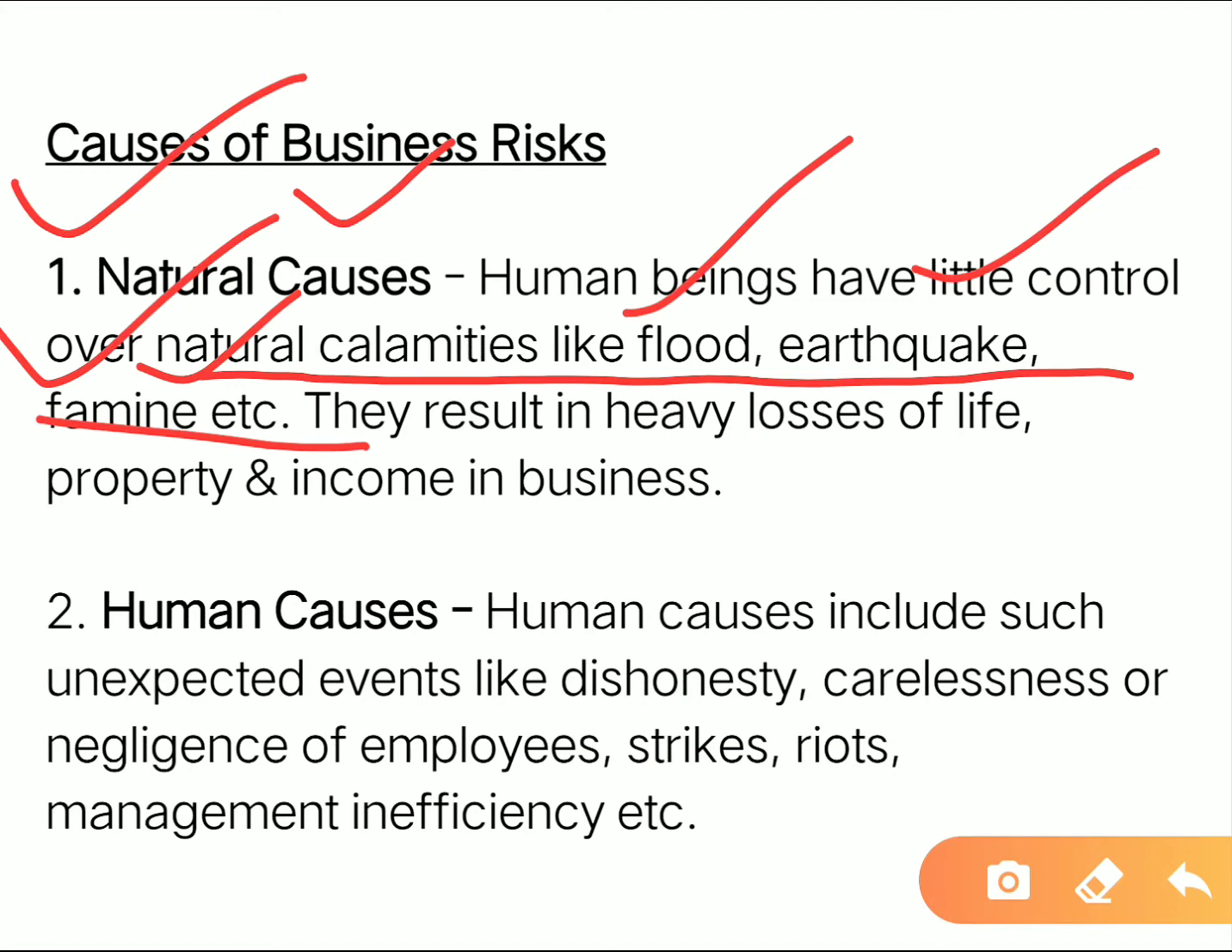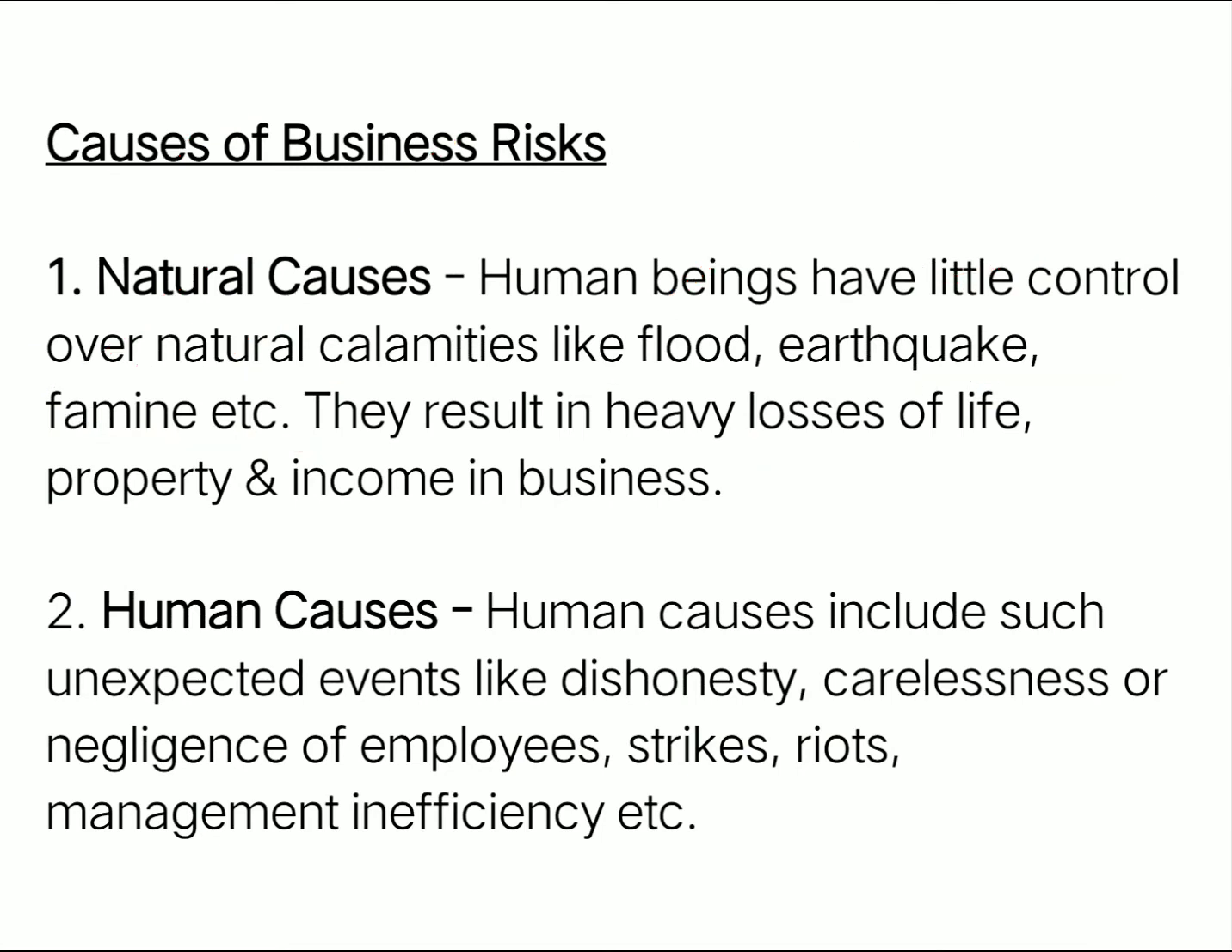So this also is a main cause of business risk, natural cause of business risk, due to which there is heavy loss of life due to flood, earthquake. People die in all these situations, plus there is loss of property and income also. The land gets destroyed, the houses, the buildings, the business, everything gets destroyed. So this is the natural cause by which there is always a risk in the business. Now, the next is human cause.